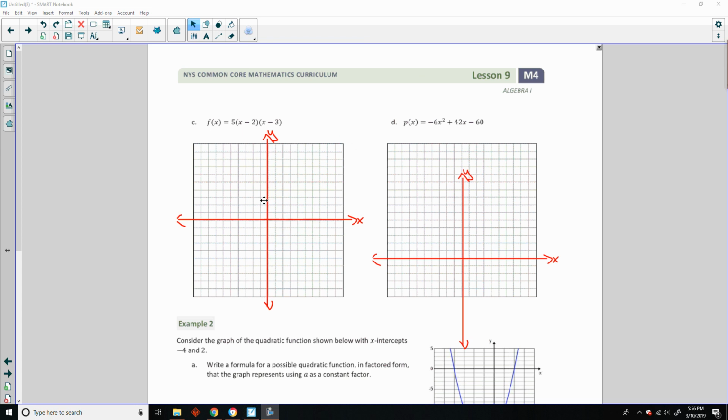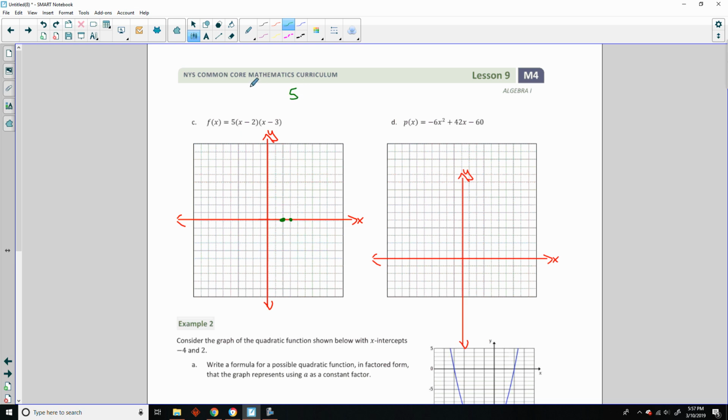Okay, so I drew the coordinate plane here, the x and y axis, and now I'm going to plot values. So when we're given this form, we want to plug in values such as 2. So if I substitute in 2, 2 minus 2 is 0, and then this whole thing would be 0. So I have an x-intercept of 2, and I have an x-intercept of 3. Okay, so I know my axis of symmetry is in between those. So I know that my axis of symmetry is 2.5.